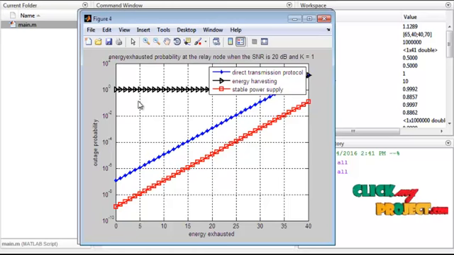The energy exaggerated is always given by the probability at the relay node, where the SNR is 20 dB and K is equal to 1, so the available number of nodes is 1. We will calculate the energy efficiency of the energy exaggerated versus the outage probability.